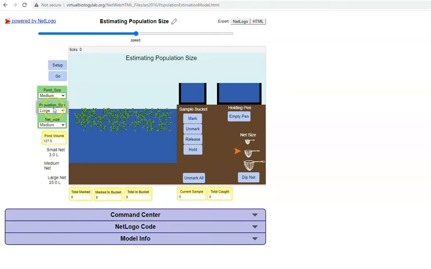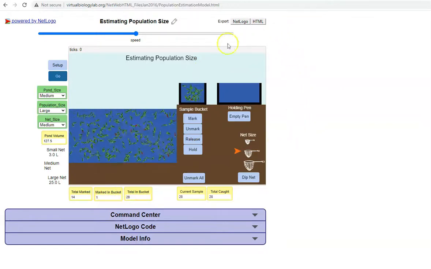I want to make sure I have the same things chosen over here again, and now I'm ready for them to go, and I dip my net. And then I only have this time 14 in my bucket, so I'm going to mark 14, and I'm going to release. So now I'm going to dip my net again. They've had a chance to mingle, and I've got 28 in my bucket, and I have 1 marked.